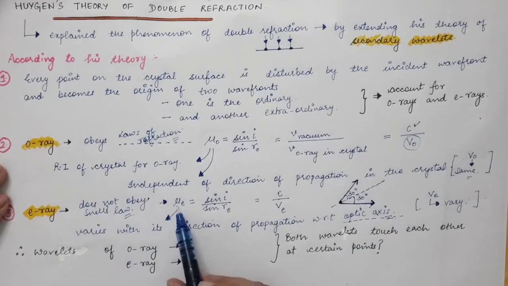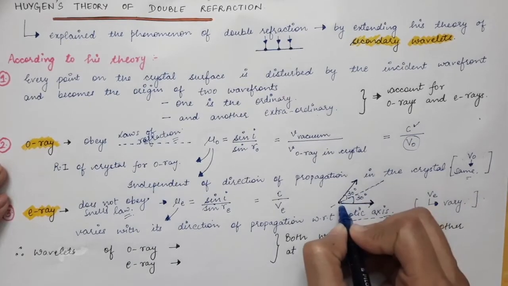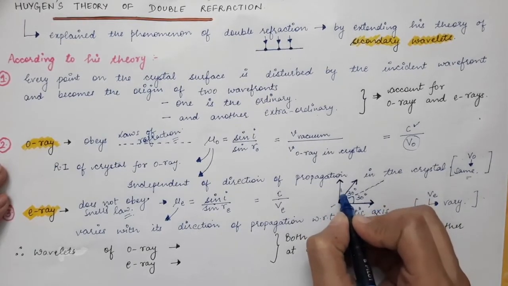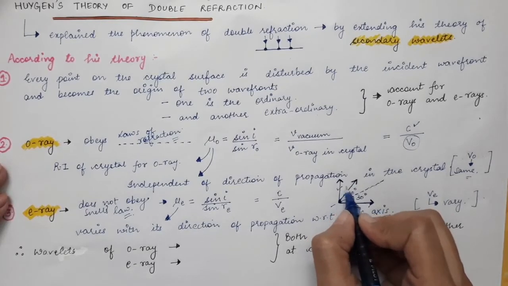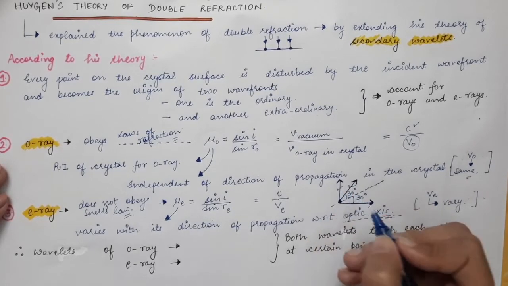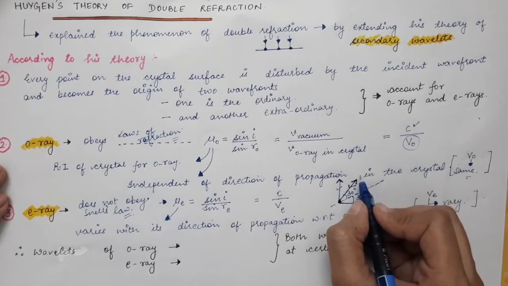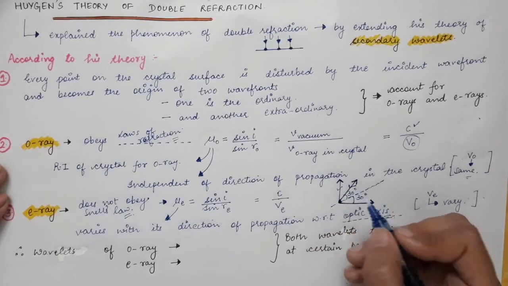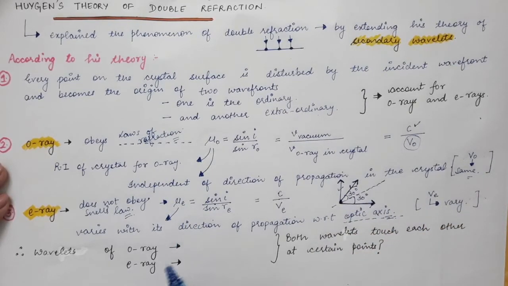So the refractive index for the case of E-ray varies with its direction with respect to the optic axis. If the E-ray is traveling in this direction, then the properties experienced by this E-ray will be completely different as compared to the properties experienced by the E-ray if it was traveling in this direction. So as you change the angle, the properties will also change, and so the refractive index will also change.